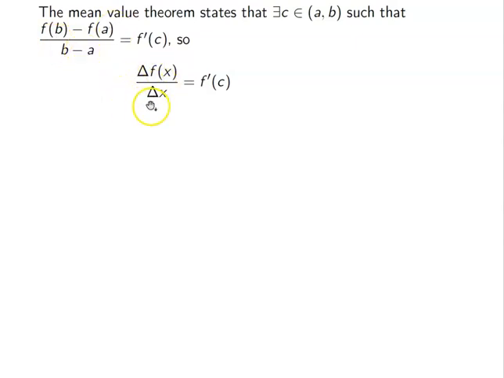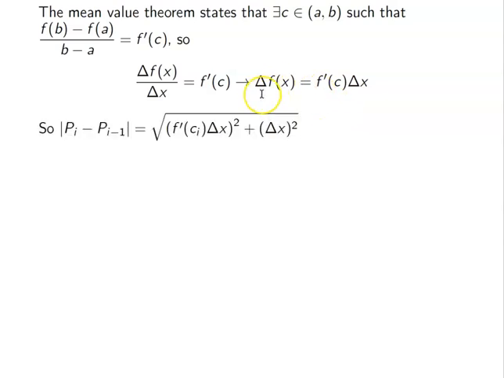The delta f of x over delta x is the same as the derivative of my function at that value c that exists somewhere in my interval. If I solve for delta f of x, I multiply both sides by delta x. f prime of c times delta x is the same as the change in f between those two points. So obviously we're getting closer and closer to looking at this as an integral.